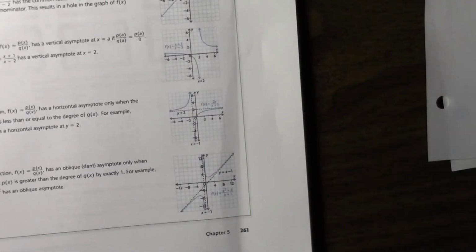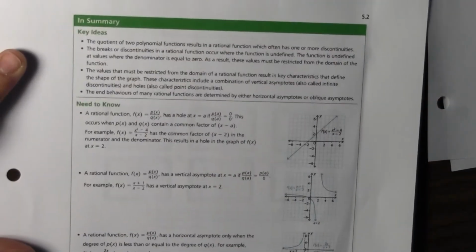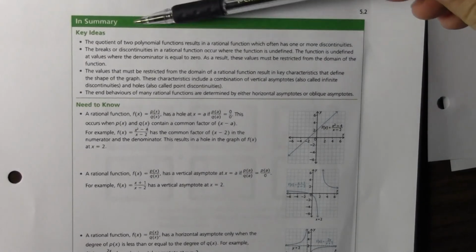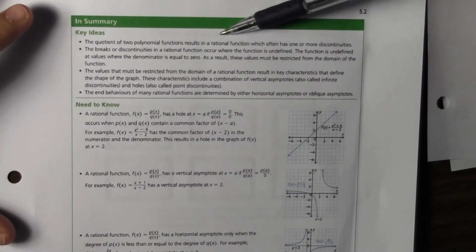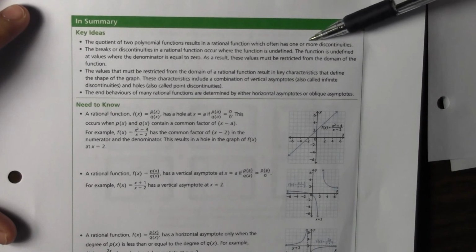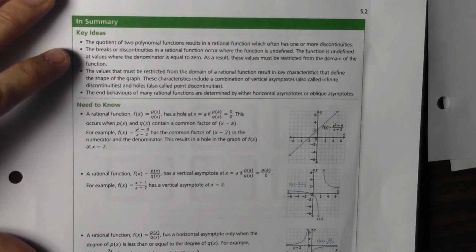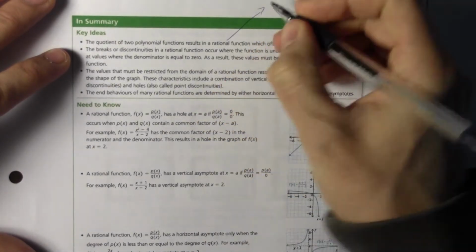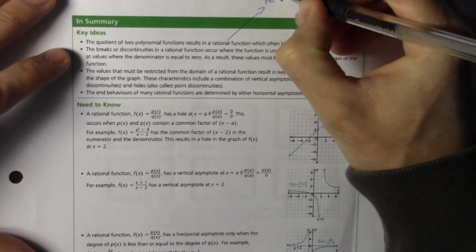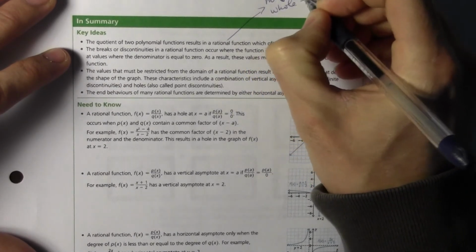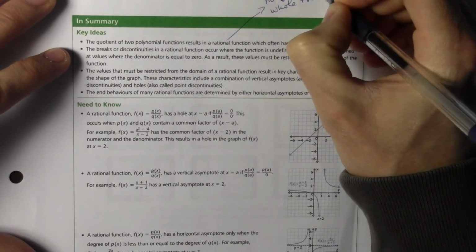So let's get to the summary here. It should make a little bit more sense. We've gone through most of it. Okay, the quotient of two polynomial functions results in a rational function which often has one or more discontinuities. Okay, rational function. Remember, no square roots, whole positive exponents.